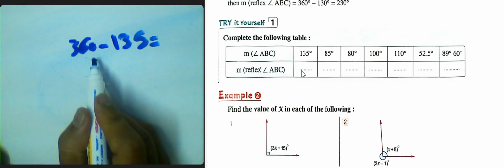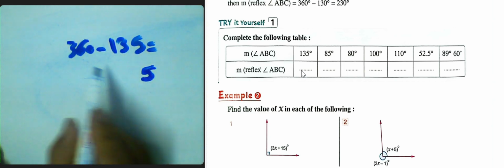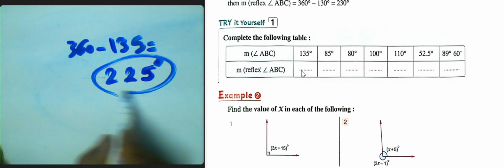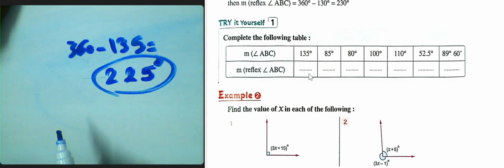Number 1, complete the following table. You want to find the reflex of angle ABC. If the measure of angle ABC is 135 degree, I want to find the reflex here. To find the reflex, you must subtract from 360. So the result will be 360 subtracted by 135. 10 minus 5 equals 5, and 5 minus 3 equals 2, and 3 minus 1 equals 2. Then the result is 225. This is the first result in the table.